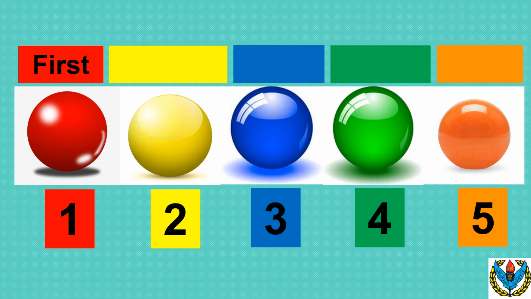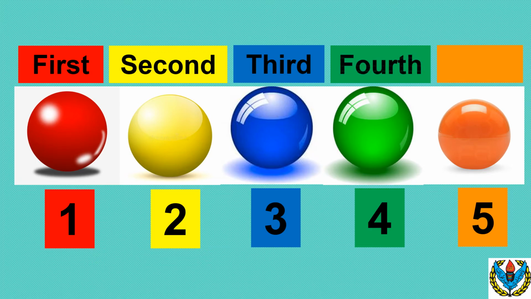The red ball is at the first position. What is the position of the yellow ball? Second position. For the blue ball? Third position. What is the place of the green ball? It's on the fourth position. And where is the orange ball? That is on the fifth position.